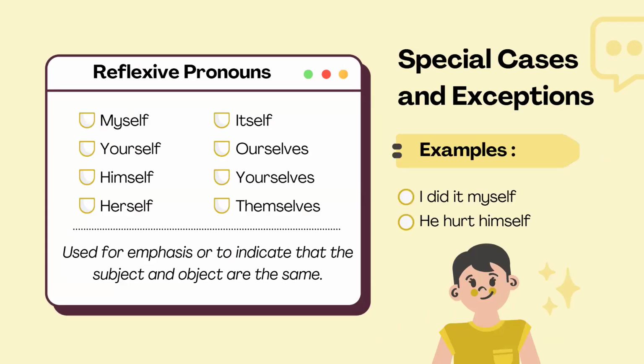Now let's move on to reflexive pronouns. Reflexive pronouns are used when the subject and object are the same. They end in self for singular form and selves for plural form. The common reflexive pronouns are myself, yourself, himself, herself, itself, ourselves, yourselves, and themselves. For example, I taught myself how to cook. She blamed herself for the accident. I did it myself. He hurt himself.